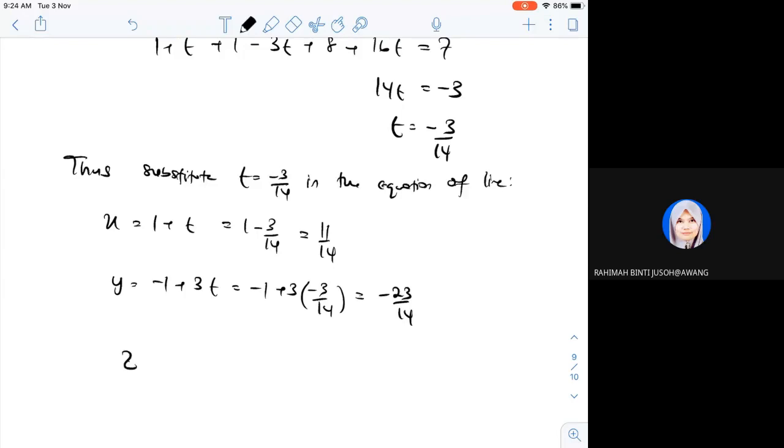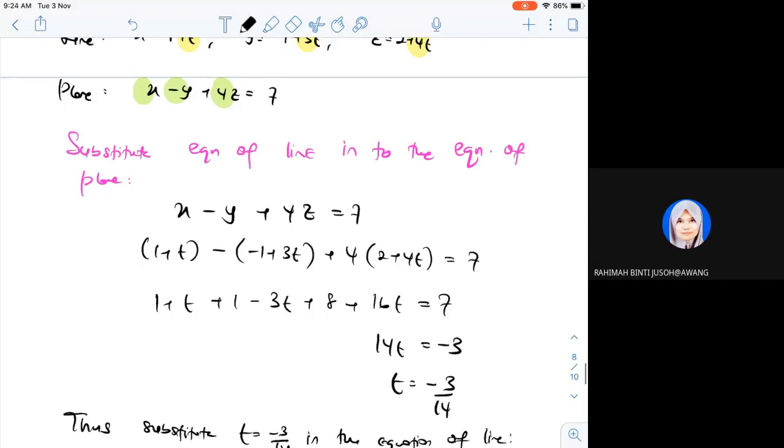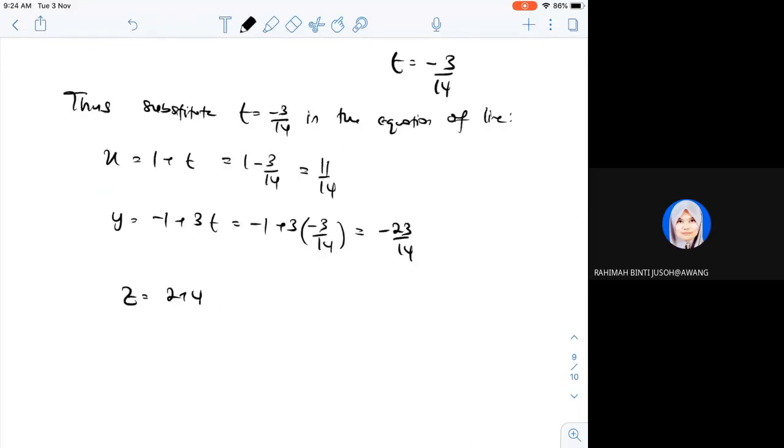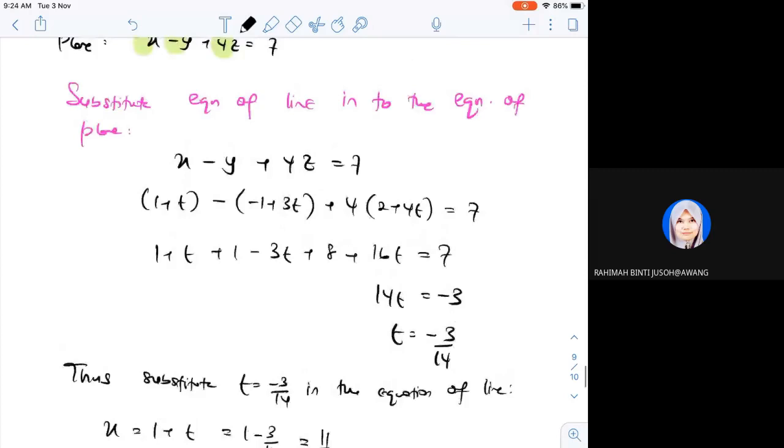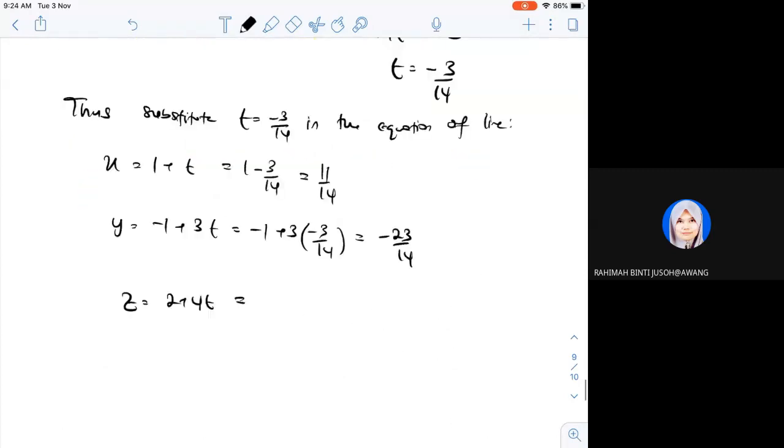Okay, and then z equals to 2 plus 4t. You all salin ke tak salin ni? Guys? Salin. Rugi lah tak salin. Kena salin. Nanti senang tengok video dah salin. Okay, so 2 minus 12 over 14, 8 over 7.